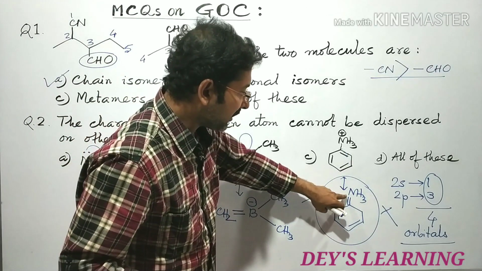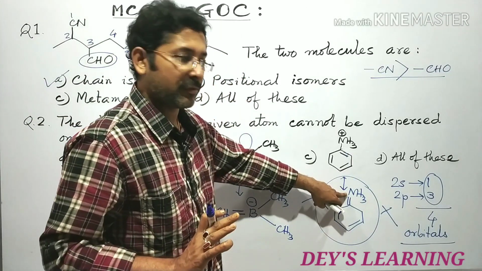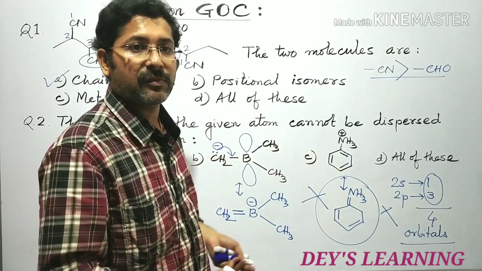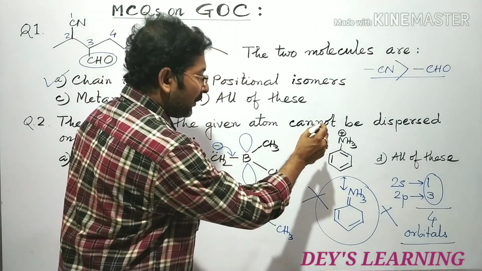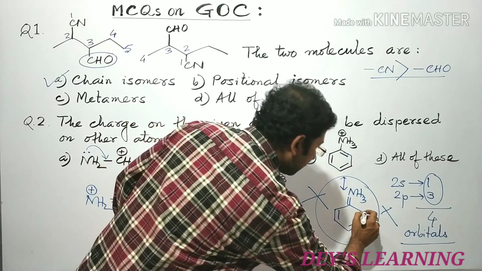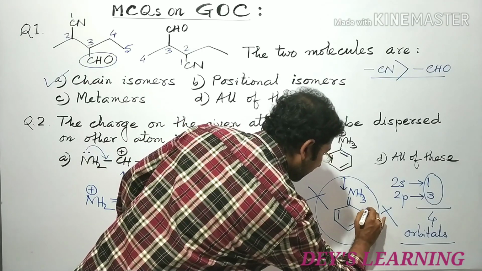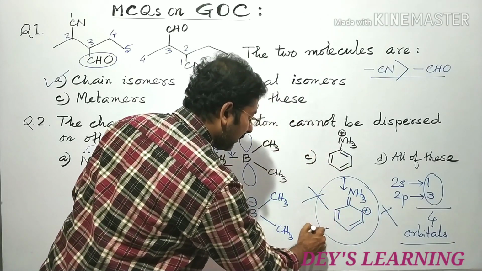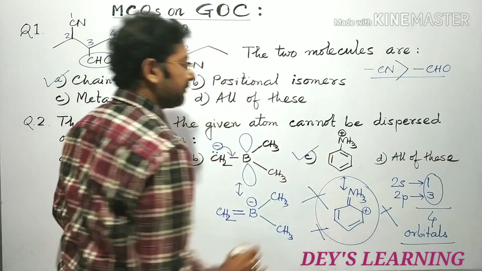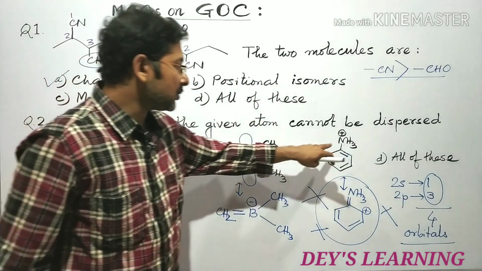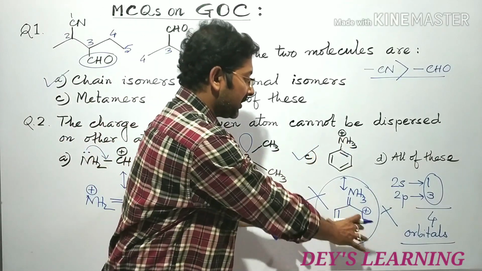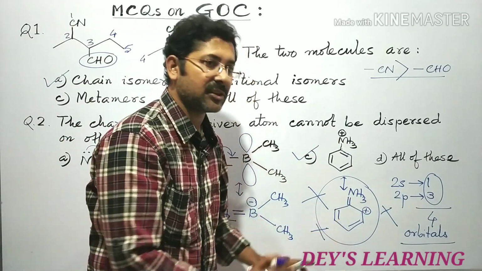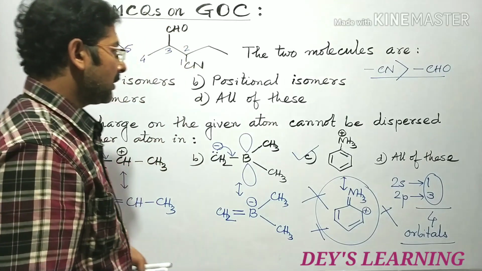That is, nitrogen can't have 5 covalent bonds. Nitrogen can't expand its covalency beyond 4. So this positive charge can't be dispersed here. This is not possible. So this is your answer. The positive charge on nitrogen can't disperse into the benzene ring because this resonating structure has no existence.